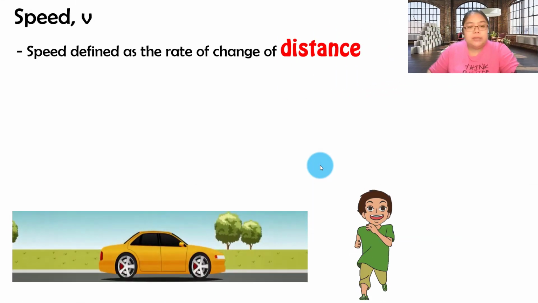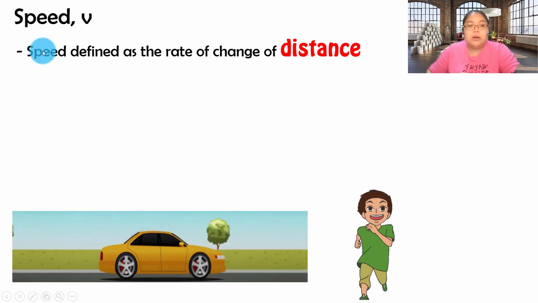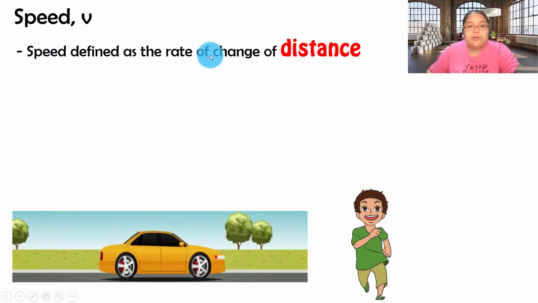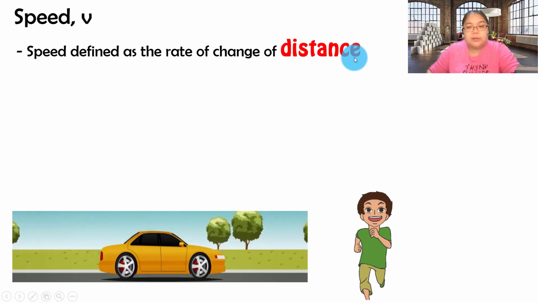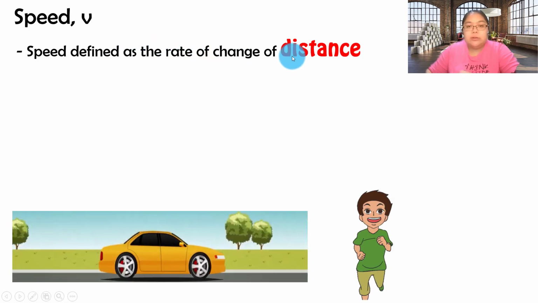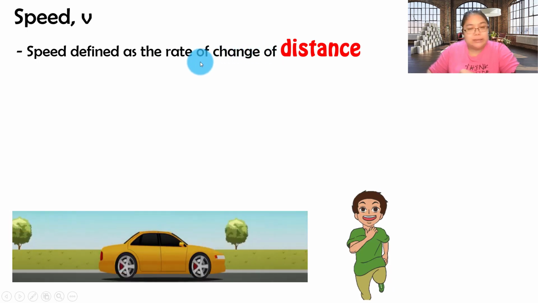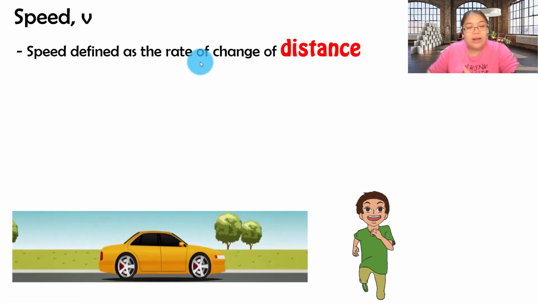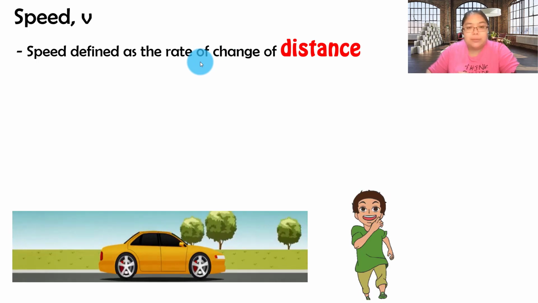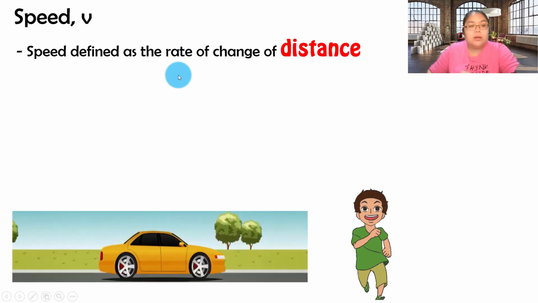Okay, now we are going to look at the second physical quantity I want to introduce to you. It is speed. Speed we define as the rate of change of distance. Rate means time taken. So as the distance changes, you need to calculate it by the time. Maybe in 1 second you can move how many meters or how many cm. That one we call speed.